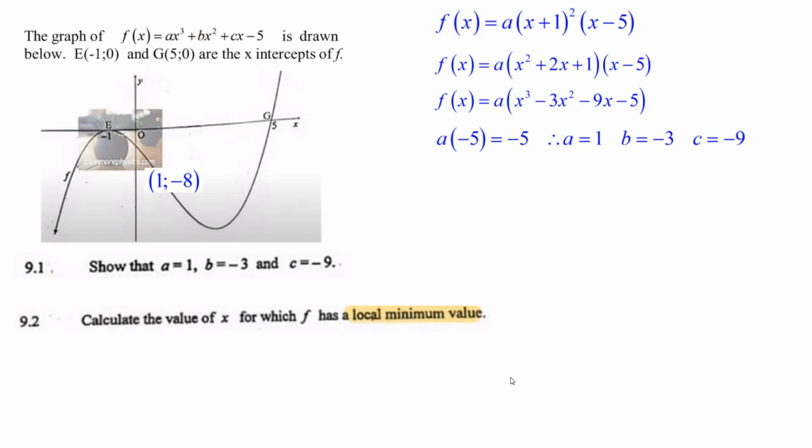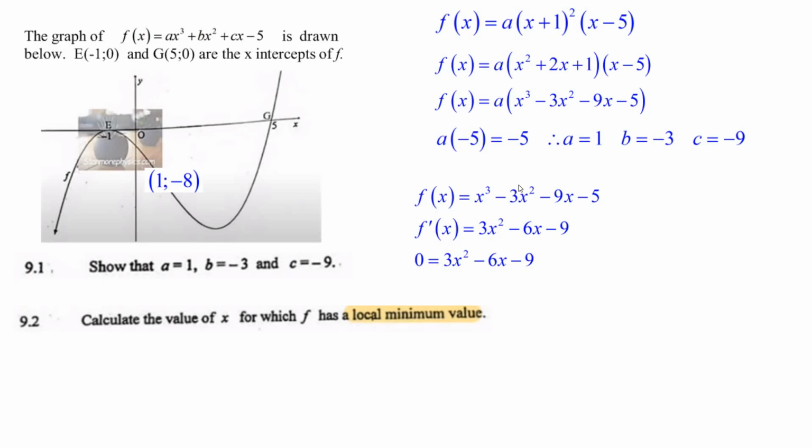Let's look at the next question. Calculate the value of x for which f has a local minimum value. In other words, figure out the x value right there at that turning point. That's the local minimum. First we can put 1 and -3 and -9 back into the equation. There's your cubic function. You have to take the derivative and make it equal 0. That's where you'll find turning points.